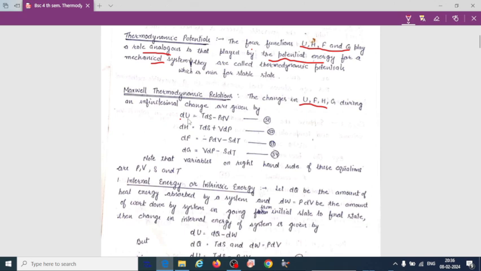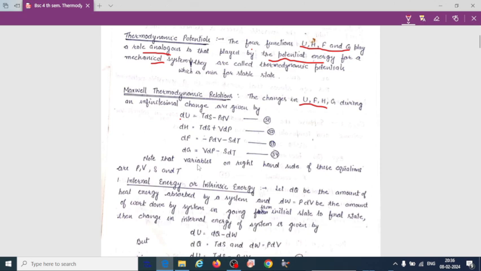So dU, the internal energy, is given by T dS minus P dV. Enthalpy: dH is T dS plus V dP. Helmholtz free energy: dF is minus P dV minus S dT. Gibbs free energy: dG is V dP minus S dT.